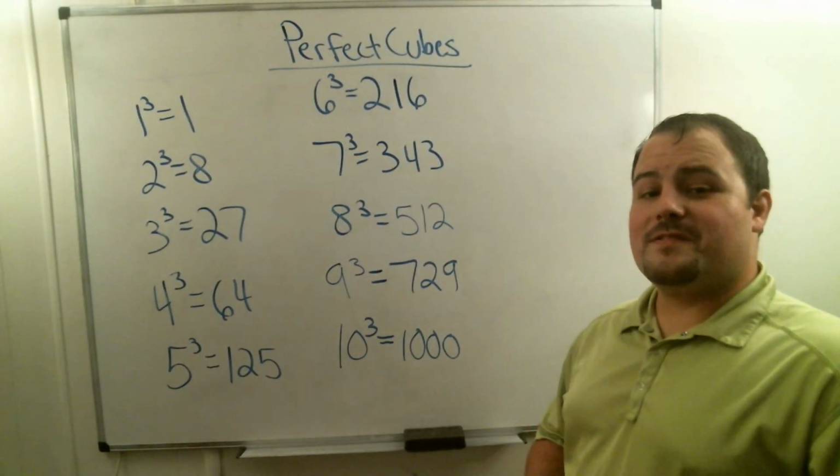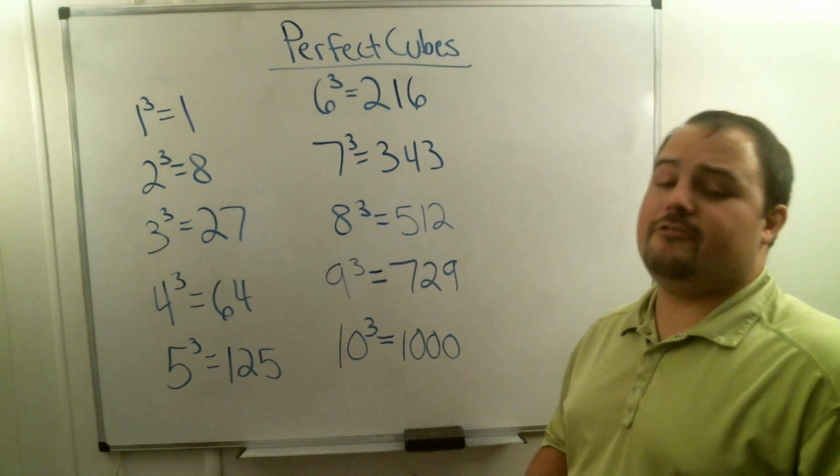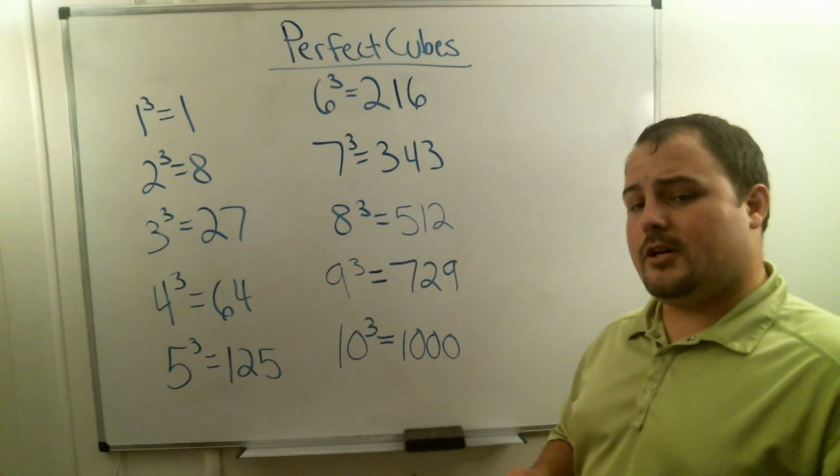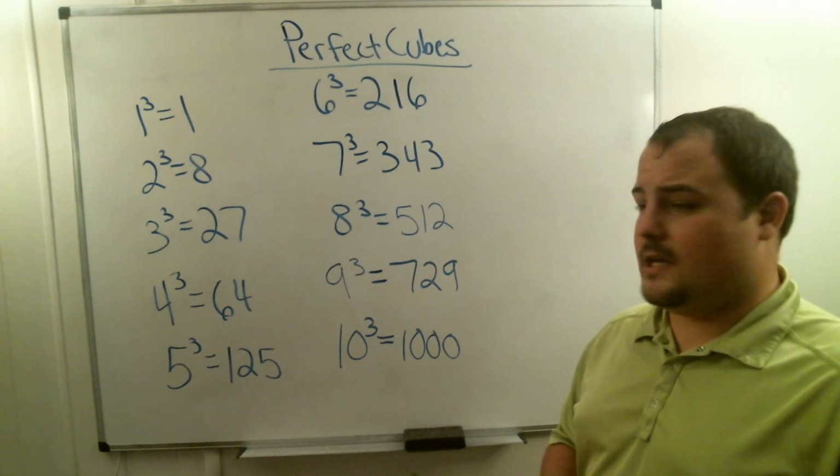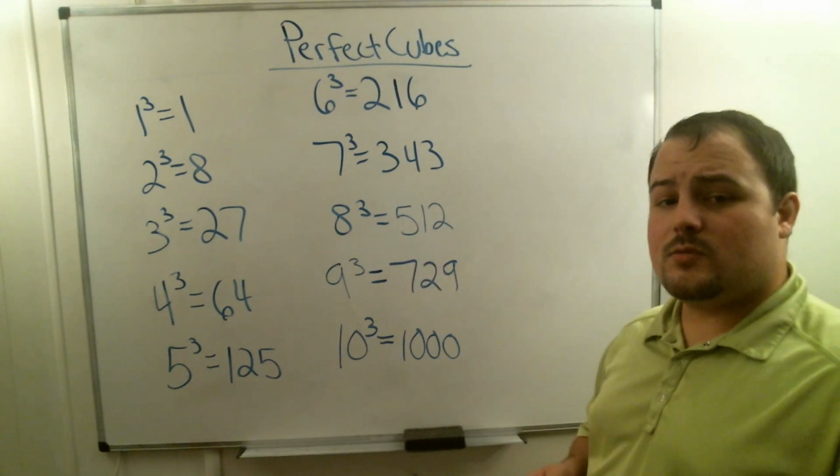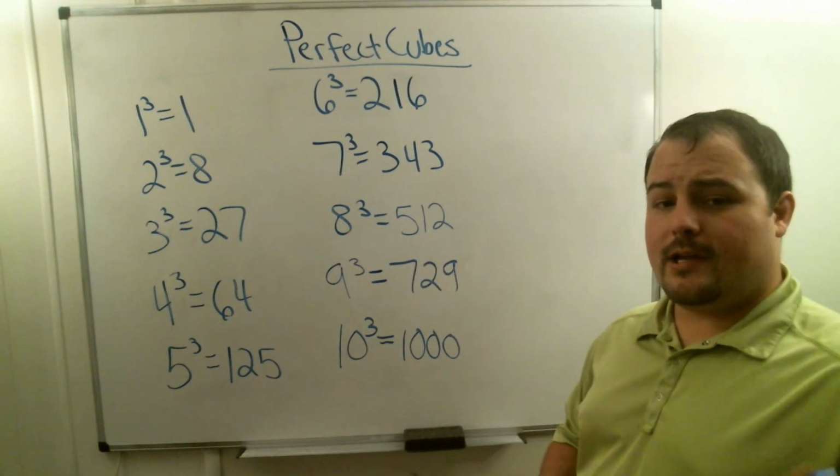For perfect cubes, I'd like you at least to maybe try to remember these 10 here. Instead of 15, we now have 10. 1 to the third power is 1. 2 to the third power, 8.